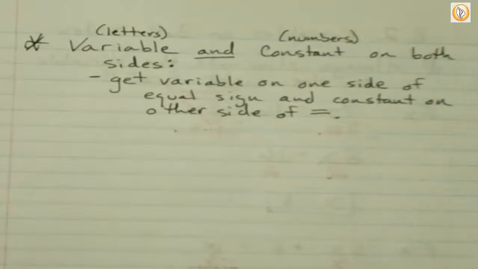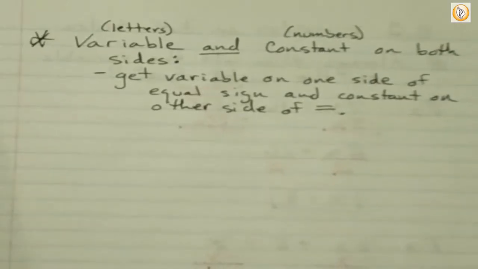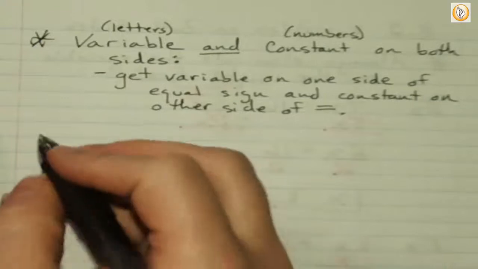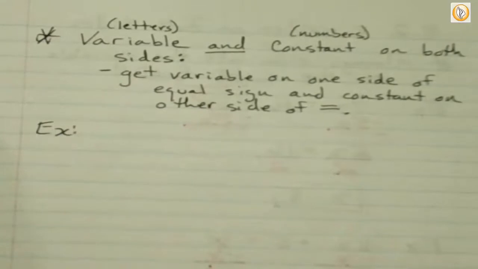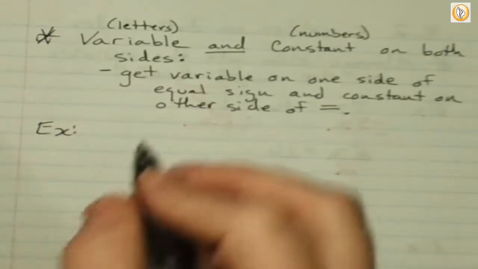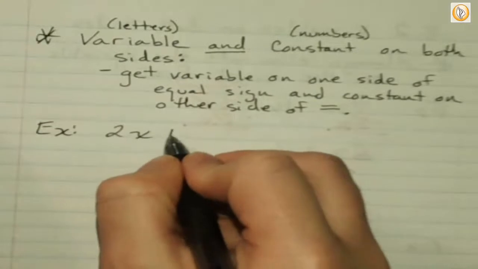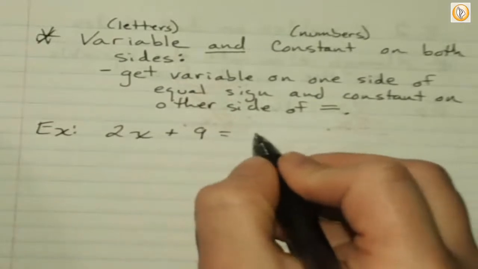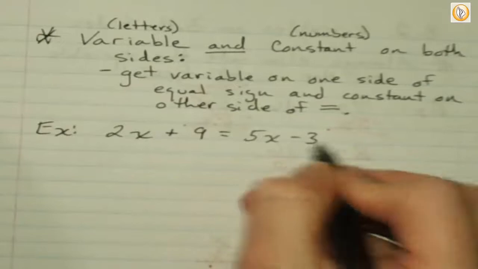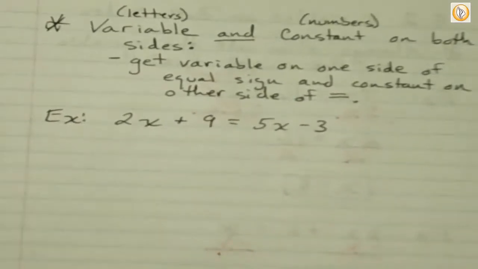Okay, so if you have a variable and constant on both sides, you're going to try to get the variable on one side of the equal sign, just like what we just did, and the constant on the other. For example, 2x plus 9 equals 5x minus 3. Okay, so all we're doing today is just adding more stuff to both sides of the equal sign.